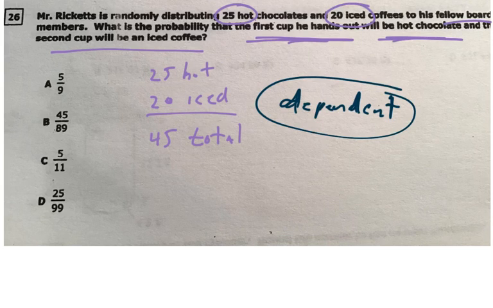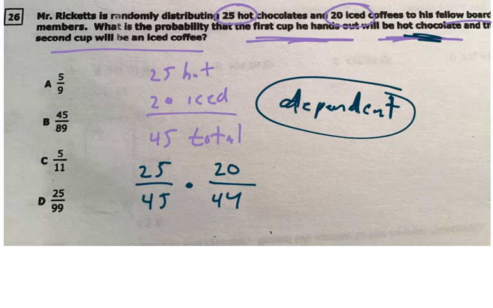But anyways, getting to the answer, the chance of getting the hot first would be 25 out of 45, correct? But then we have only 44 left, you see. And the chance of getting an ice would be 20 out of 44. And so now it's just a matter of timesing across and simplifying.